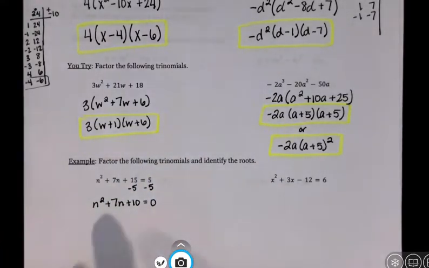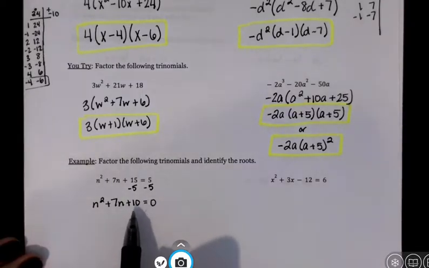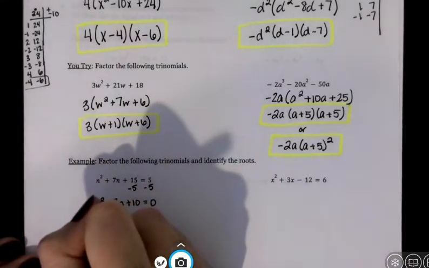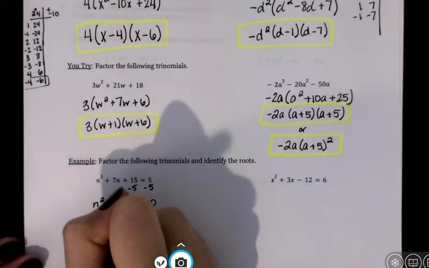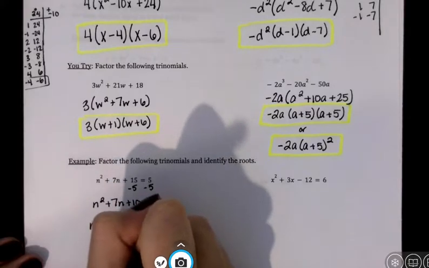So my GCF, if I look at my 3 terms, would just be 1. So I don't need to divide everything by 1 because that's going to keep it all the same. So 2 numbers that multiply to a positive 10 that add up to a positive 7 is going to be positive 2 and positive 5.